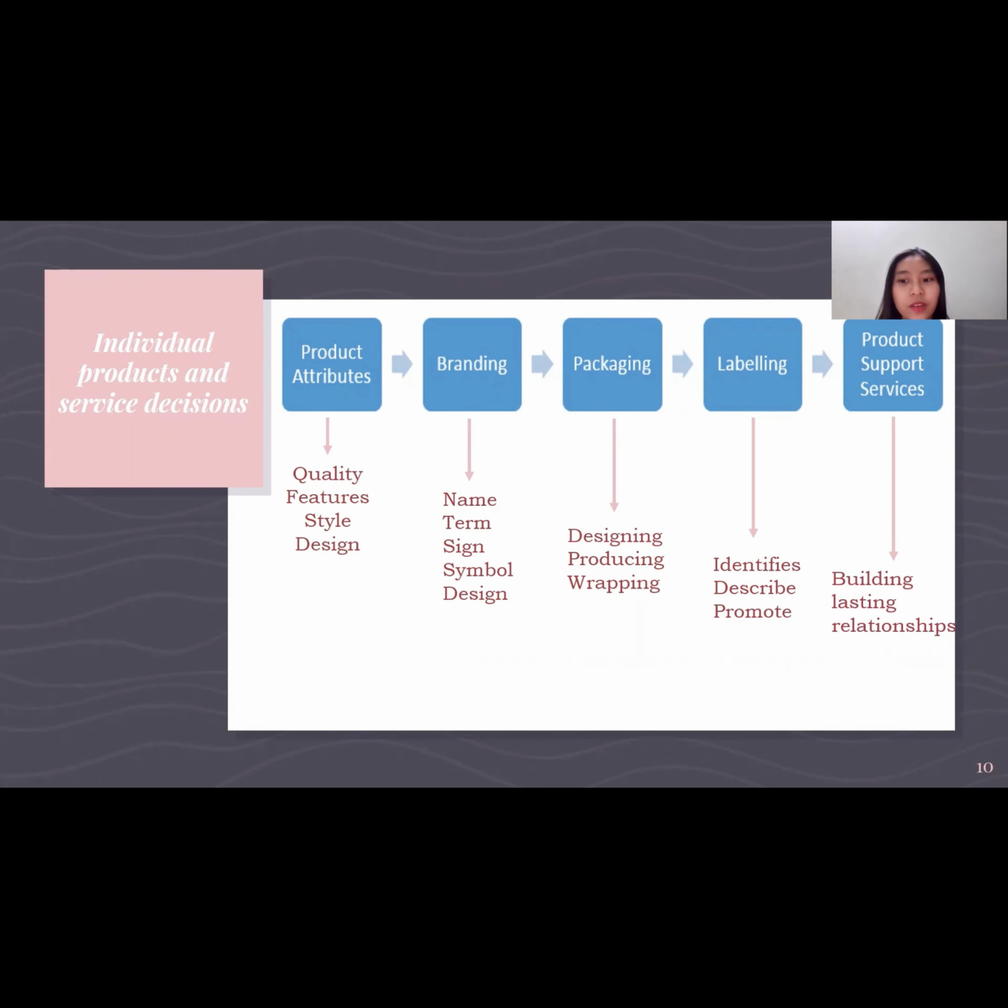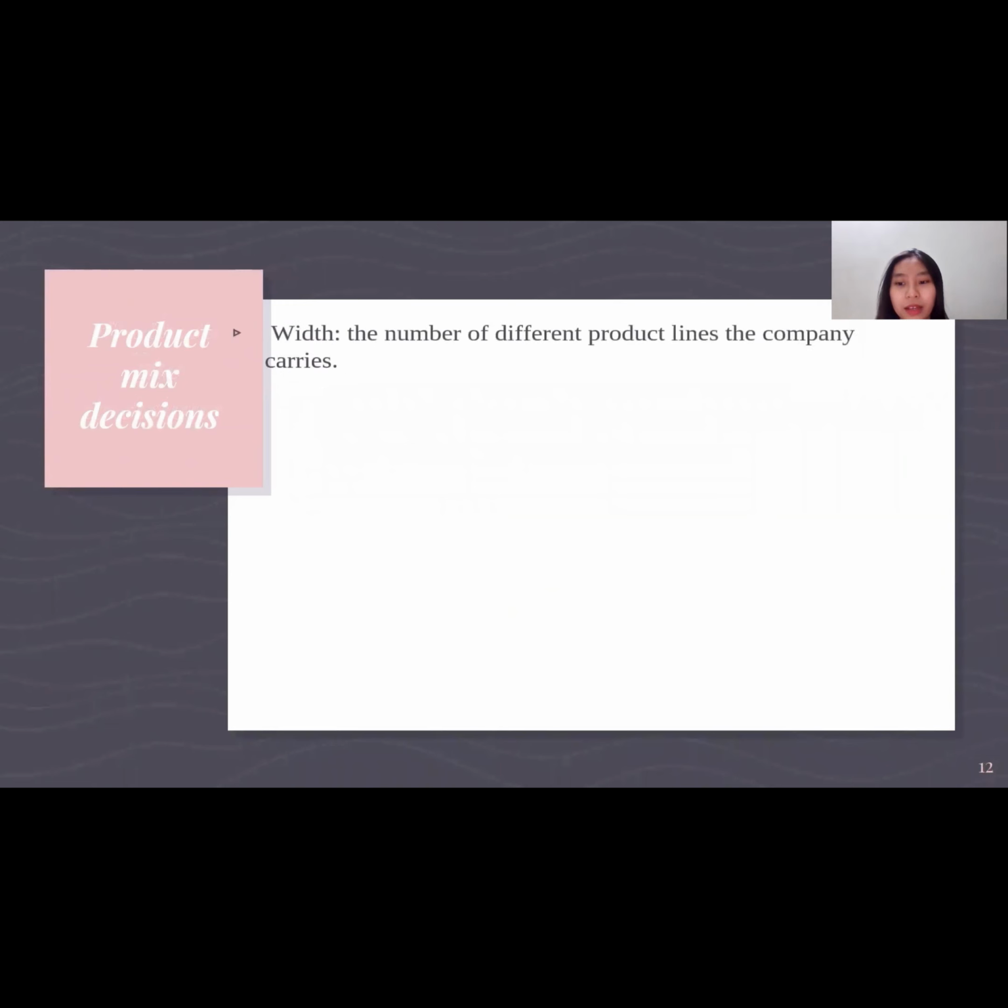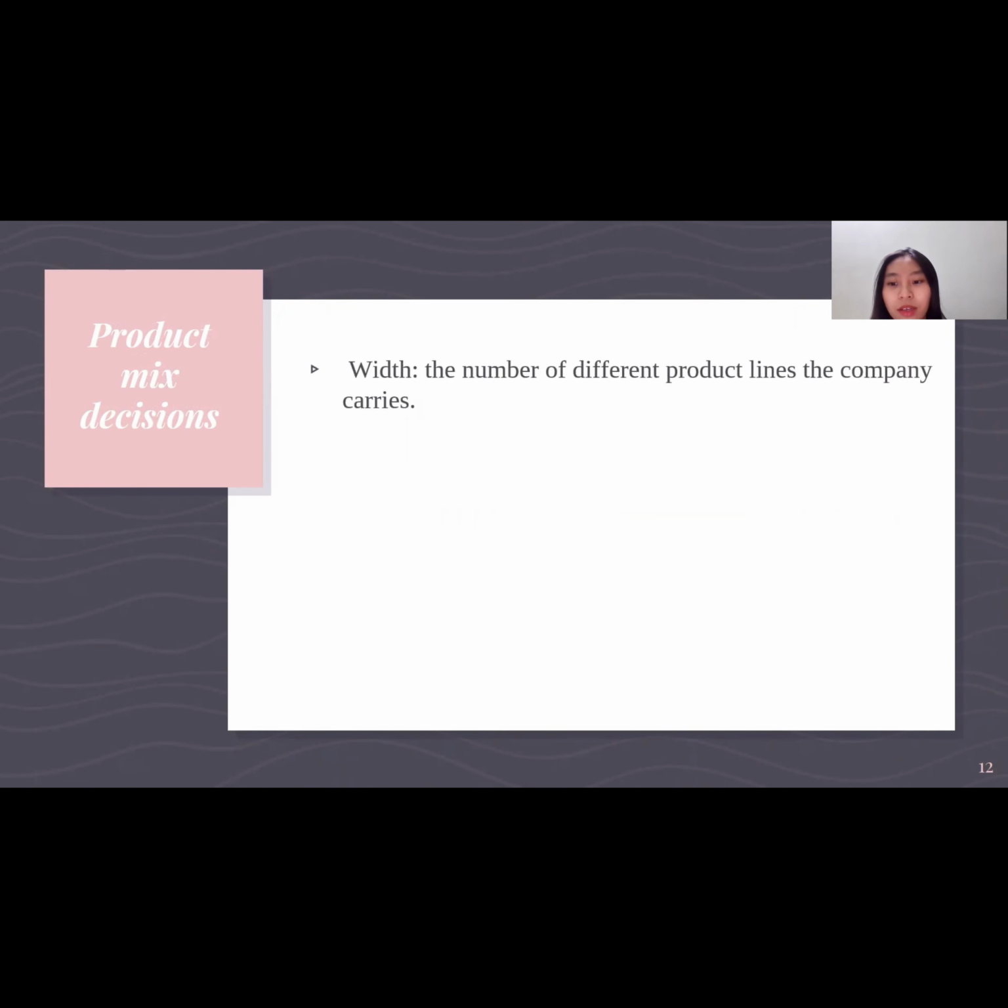Beyond decisions about individual products and services, product strategy also calls for building a product line. A product line is a group of products that are closely related because they function in a similar manner, are sold to the same customer groups, are marketed through the same types of outlets, or fall within a given price range. A product mix, or product portfolio, consists of all the product lines and items that a particular seller offers for sale.